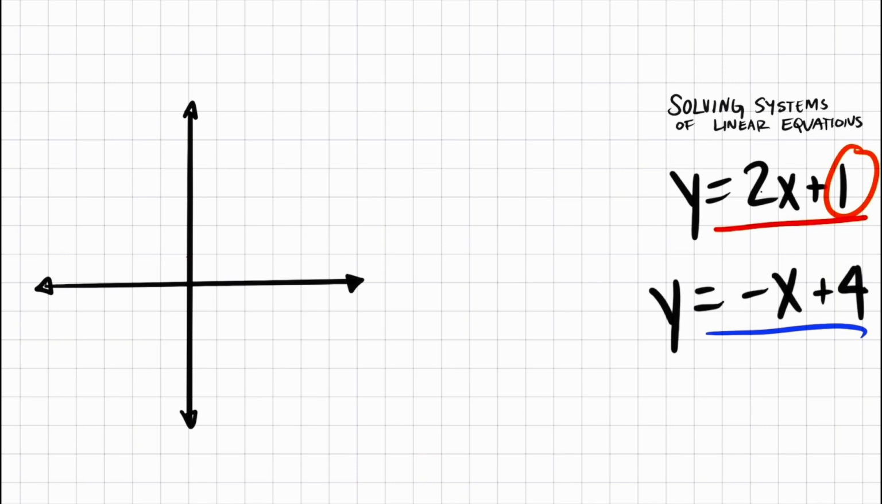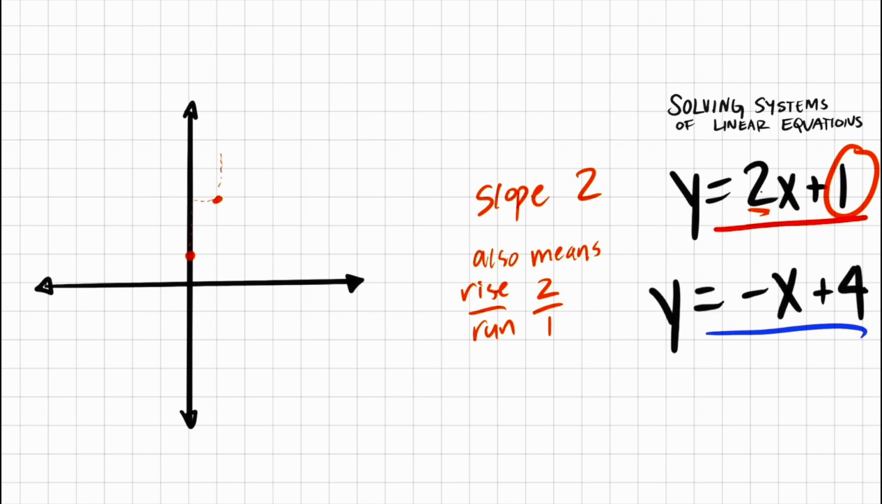So we can go ahead and plot the y-intercept. Over 0, up 1. Now we have our slope, which is 2. Slope is also known as rise over run, so this also means 2 over 1. If your slope is just 2, then it's going to be 2 over 1. So our rise is 2 and our run is 1. So that will be looking like that. And I like to do the stair method.